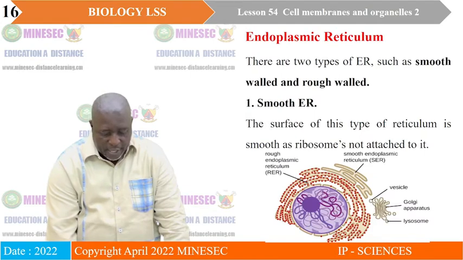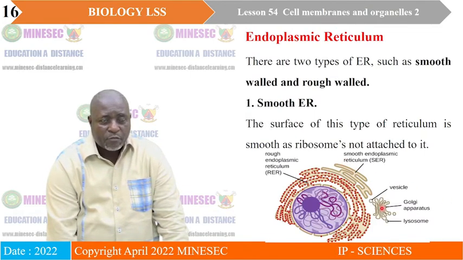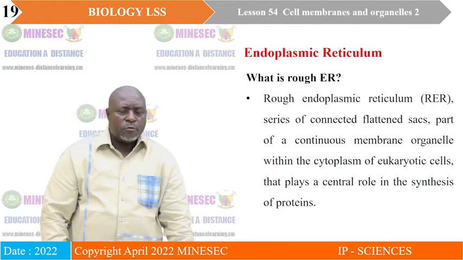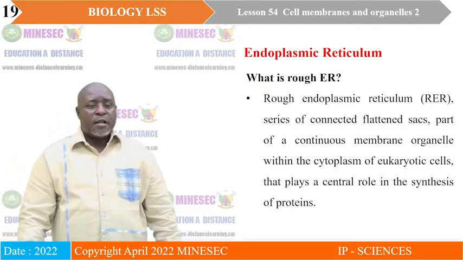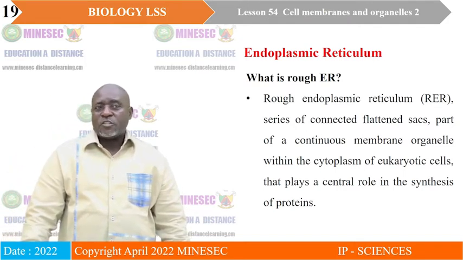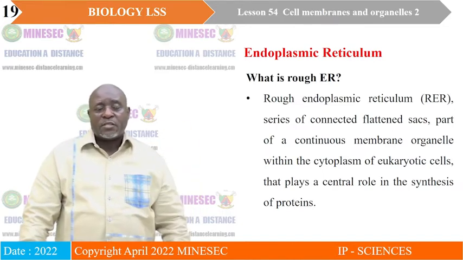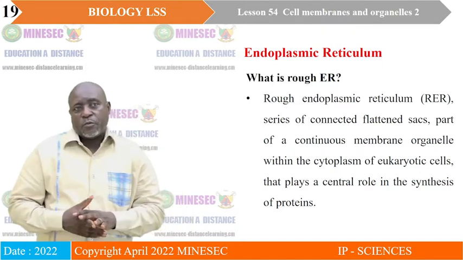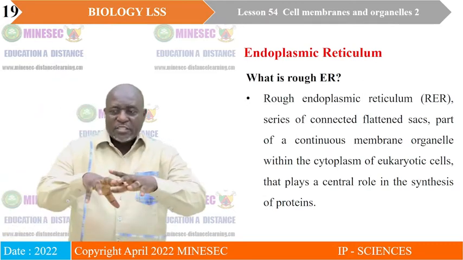This ER here that has no ribosome is the smooth ER, the first type of endoplasmic reticulum. Now I want to look at the second type of endoplasmic reticulum. It is called the rough ER, R-E-R, rough because its surface is not smooth. It has ribosomal grains implanted on the surface, and these ribosomal grains help to synthesize proteins. Remember that the rough endoplasmic reticulum is a system of interconnected channels.